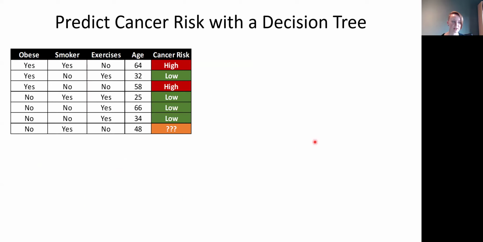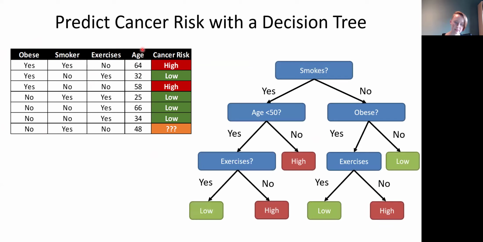So to go through a quick example of how this works, this is just a little data set where we're trying to predict cancer risk based on obesity, whether or not someone smokes, whether they exercise, and their age. And so we came up with this decision tree.